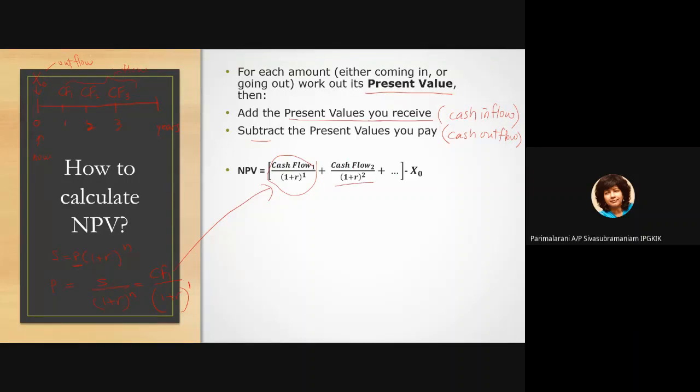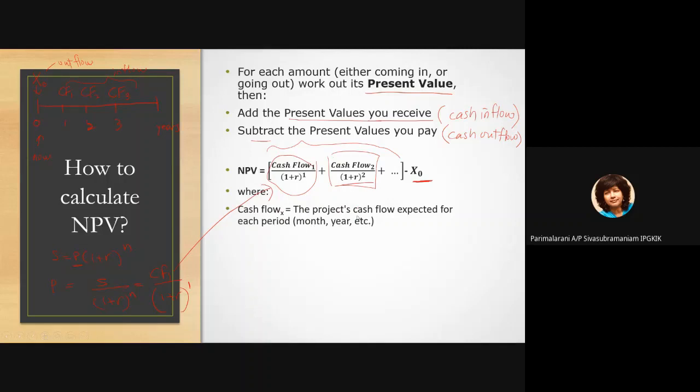So if the project is for 5 years, you must calculate 5 values of present value. If the project is for 10 years, then you must calculate 10 values of present value. Once you have changed all the cash inflows into present value, you add everything and you minus your initial deposit. X0 is your initial payment. So this is the formula to calculate NPV.